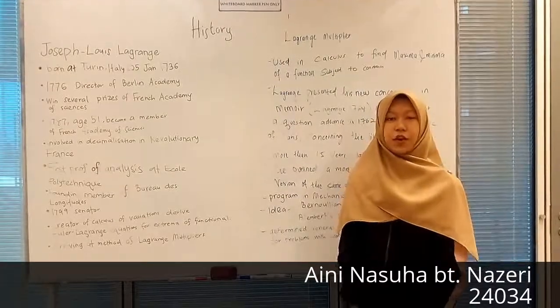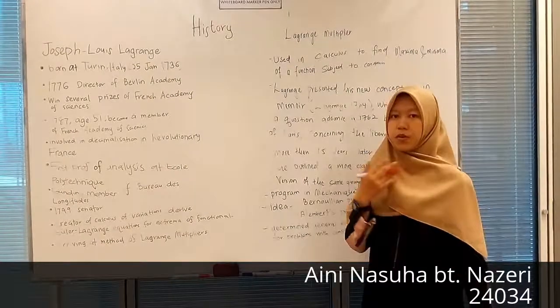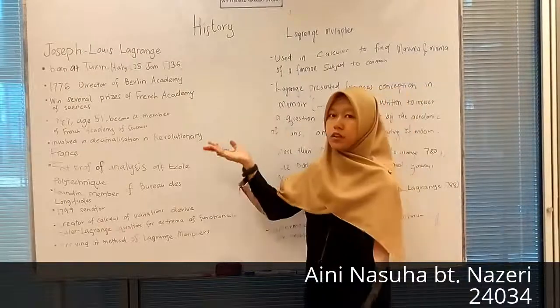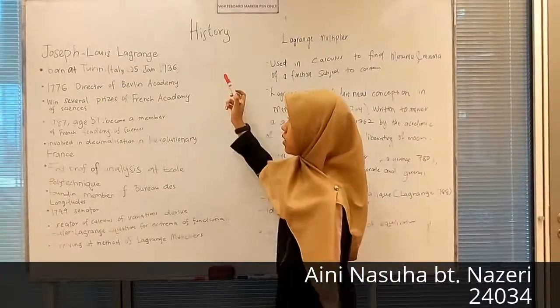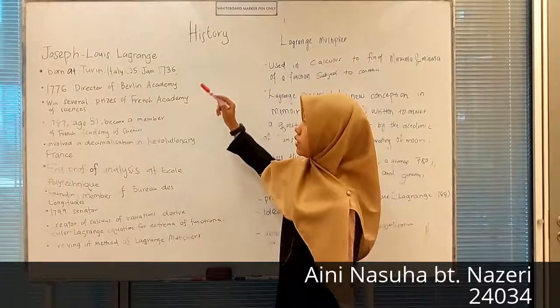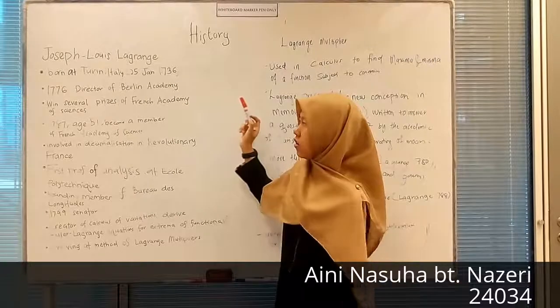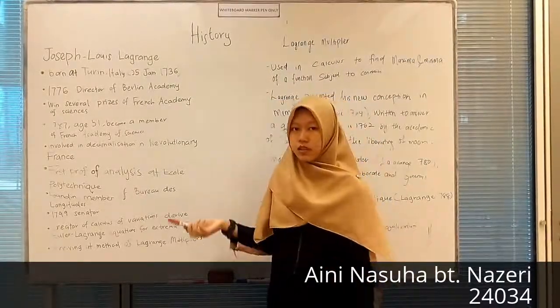Okay, for our group, we present the Lagrange multiplier. For my part, I present the history. First of all, we will go through the history of the creator of the Lagrange multiplier, which is Joseph Louis Lagrange. He was born in Turin, Italy on 25 January 1736. Then we will take a look at his achievements.